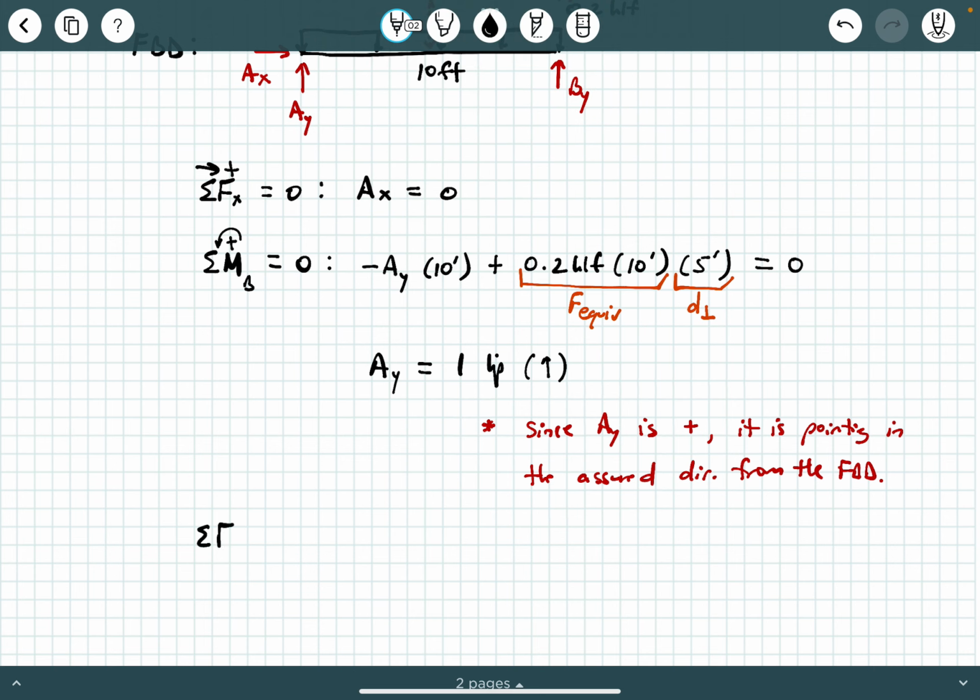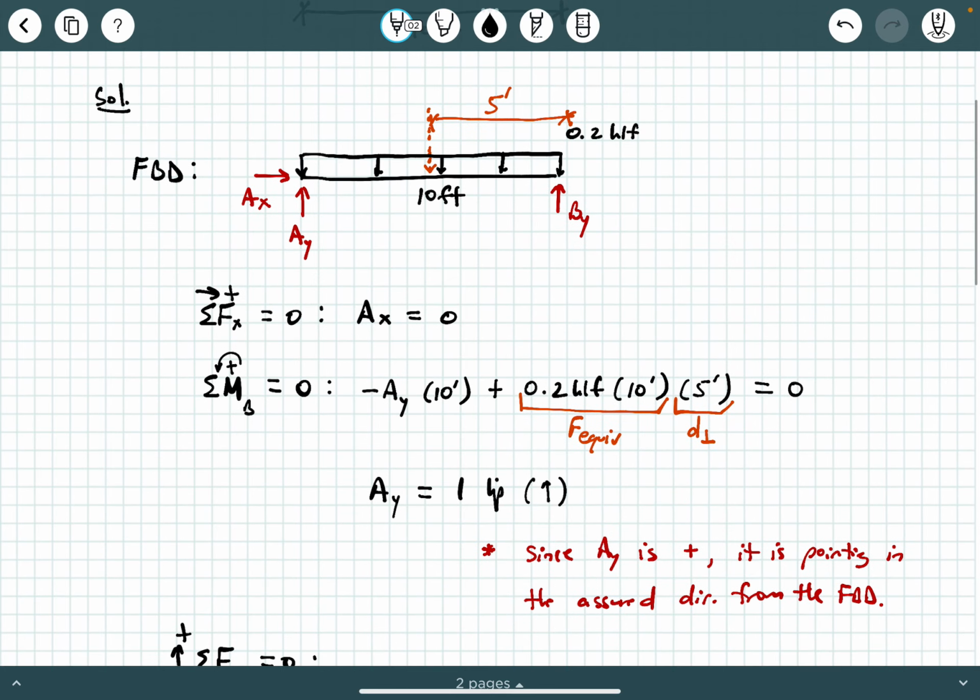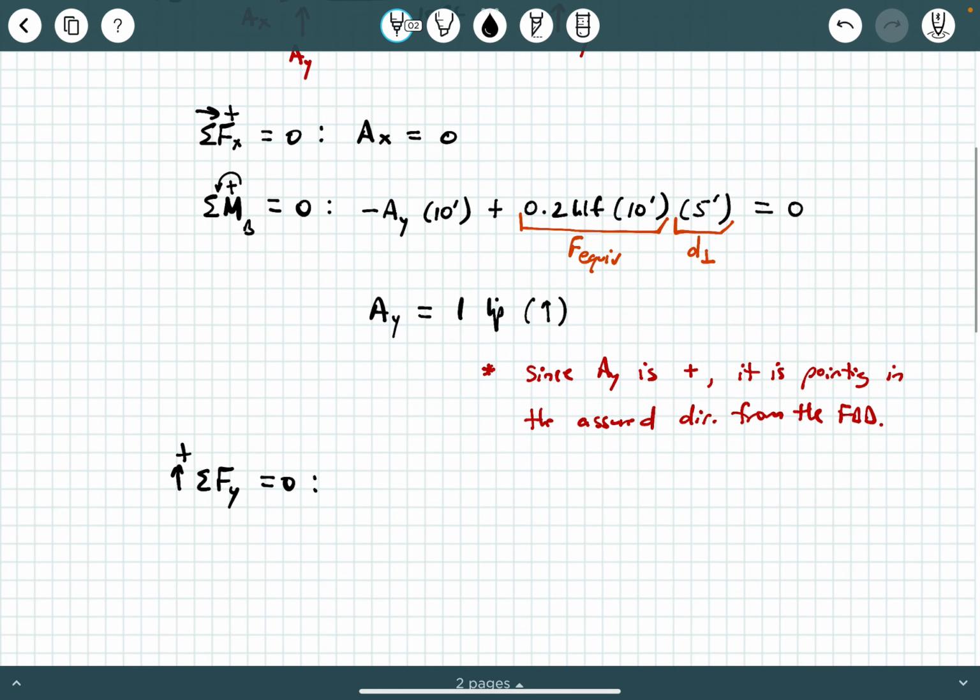We're going to say sum of the forces in the y direction equals 0. I'm going to say up is positive, okay? So looking back at that free body diagram, we're going to say Ay minus 0.2 KLF times 10 feet. Remember, 0.2 KLF, that is not a force. That is a distributed load. So you have to multiply it by the length over which it's distributed to get a force, okay? And then we're going to say plus By equals 0.